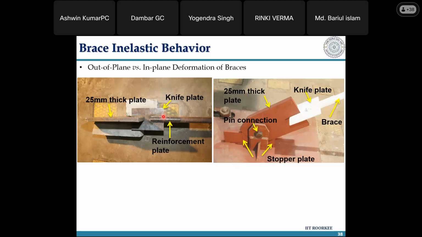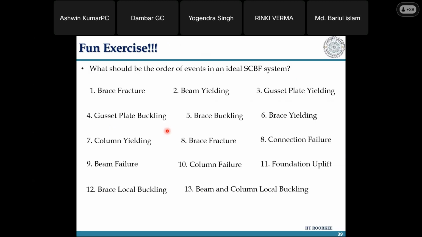So to avoid net section failure at this particular region, I have to put this cover plate or a reinforcement plate. So to avoid net section failure, the reinforcement plate is also an element in the design or the detailing of the brace sections.